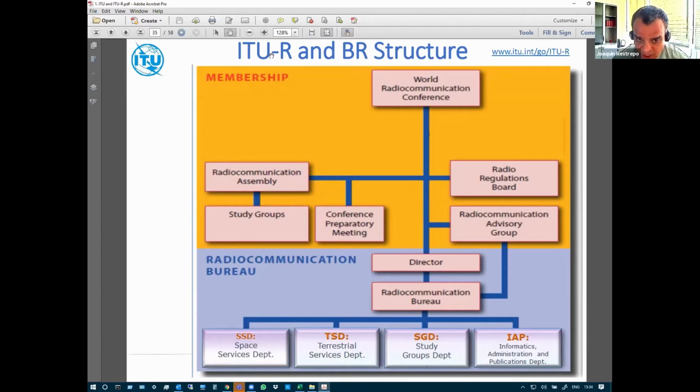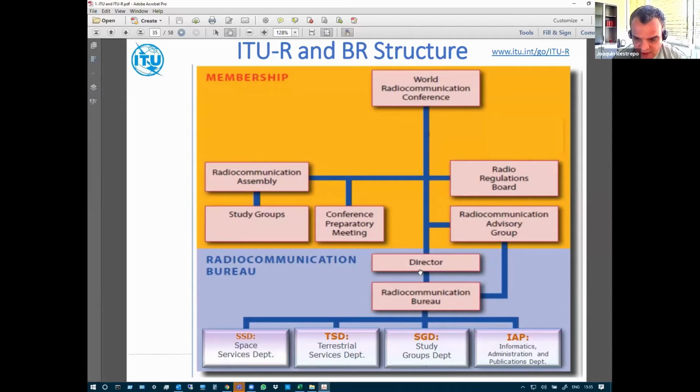So the ITU-R is basically the membership. I mean the member states, the sector members, associates, and academia. These are the main entities: the World Radiocommunication Conference and the Radiocommunication Assembly, defining the activities to be performed by the study groups, and also the activities to be performed by the Conference Preparatory Meeting, I mean preparing the World Radiocommunication Conference. We have the Radio Regulations Board and the Radiocommunication Advisory Group. And the BR is the Secretariat services to support the ITU-R activities.